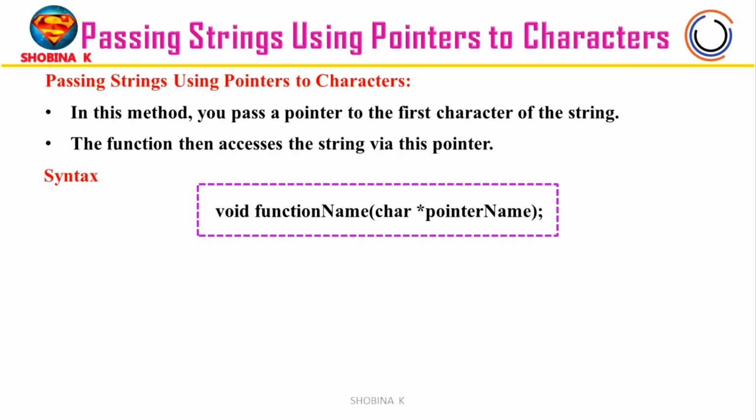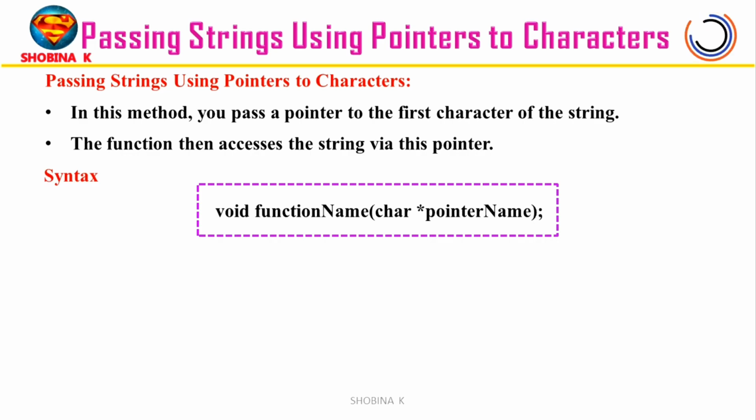In the pointer to character approach, a pointer to the first character of the string is passed to the function. The function accesses the string through this pointer. No array decay happens because you are passing a pointer explicitly. Now look at the syntax. void specifies the return type of the function. In this case, the function doesn't return anything. function_name is the name of the function that you are defining. char *pointer_name is the parameter declaration. Here char specifies the data type of the parameter, indicating it is a pointer to a character. *pointer_name indicates that the function expects a pointer to a character as an argument.